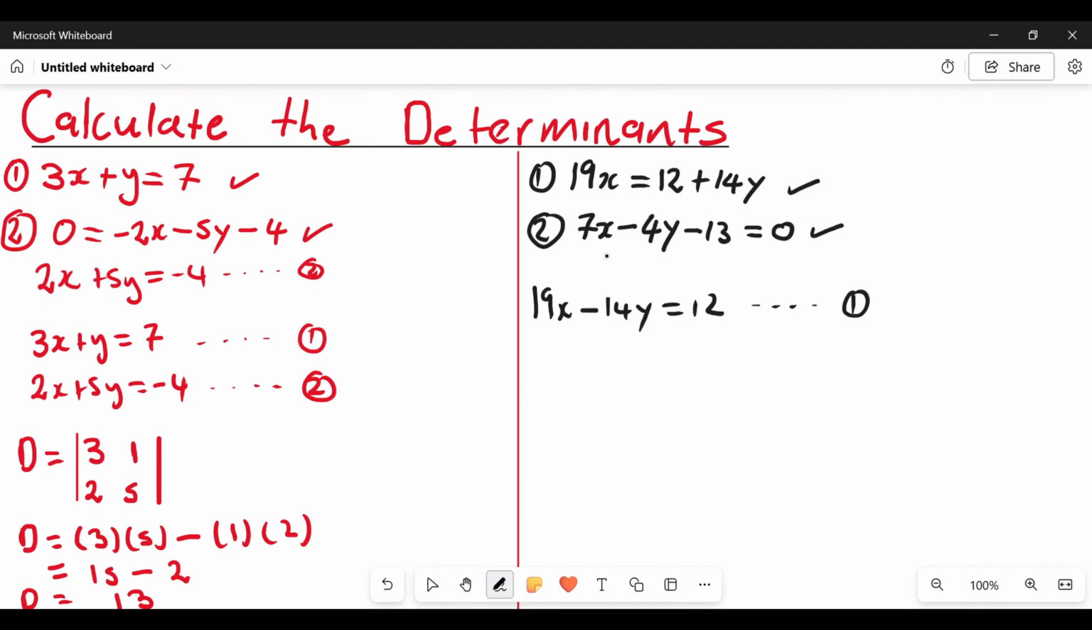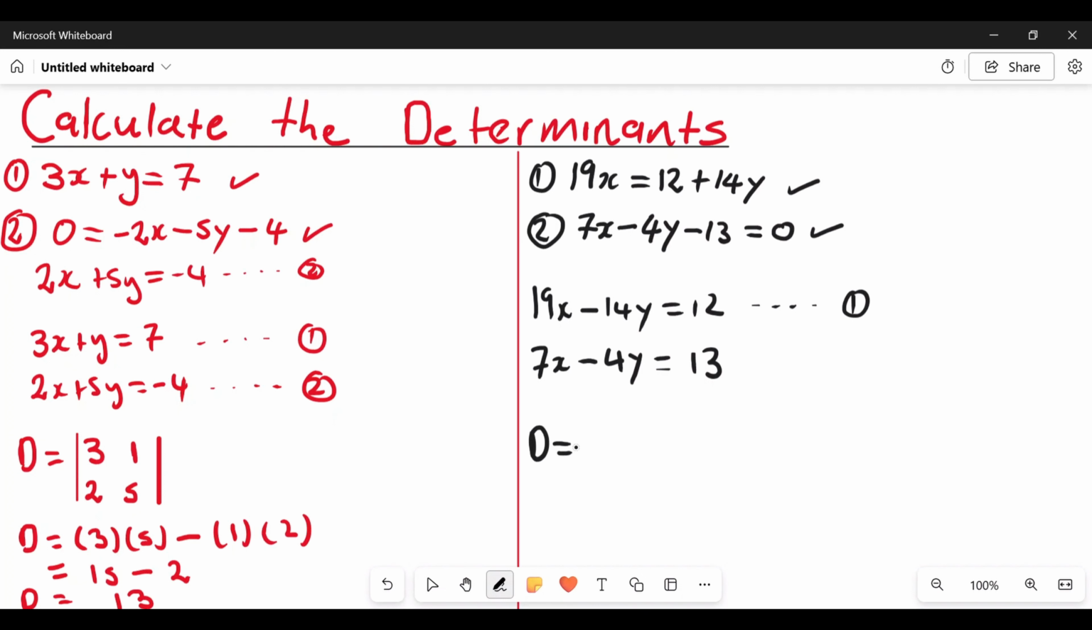Now equation 2, we have to transpose only this negative 13 to the right hand side. So if we do that, this is going to be 7x minus 4y, and then when you transpose this negative 13, you're going to have positive 13. Right, so when it's like this, we are able to create our square matrix so that we can calculate our determinant for this set.